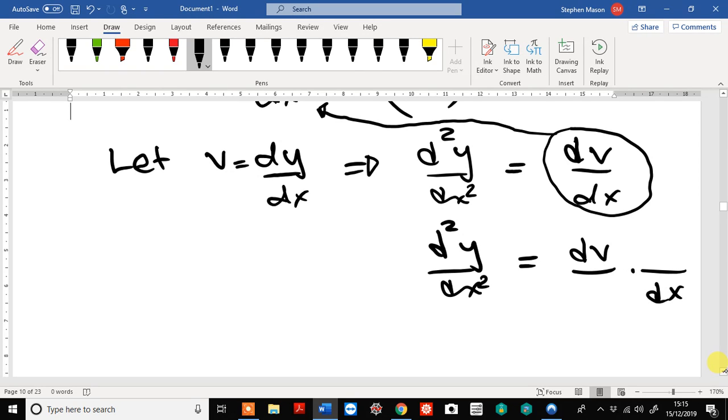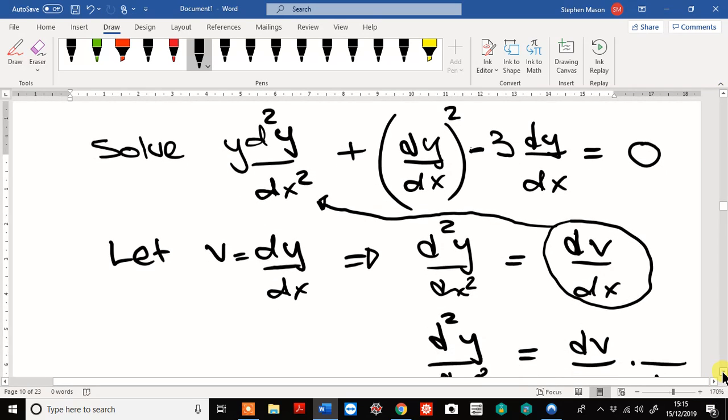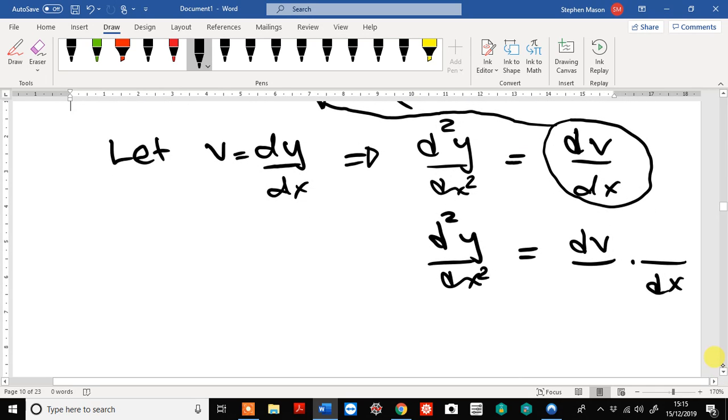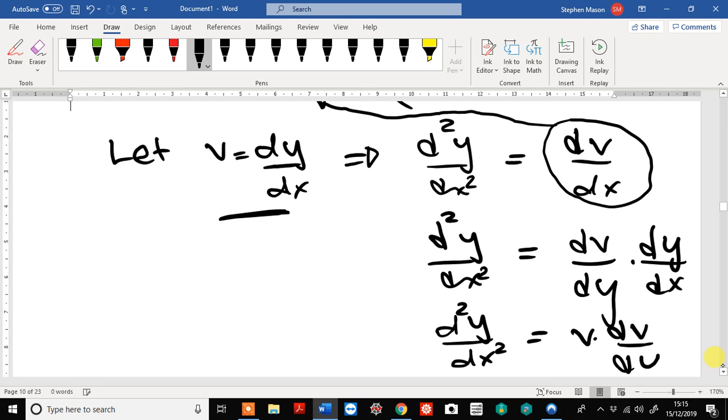And because there's a y coefficient there, we want to be dividing both sides by y, right? And also because we want a dy by dx there, because we know that dy by dx here is equal to v. So d squared y by dx squared is equal to v dv by dy.